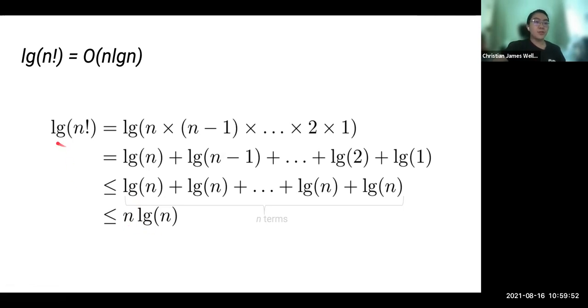So here we've shown that log of n factorial is upper bounded by n log n, meaning it's basically O of n log n. Okay, I hope this is clear. You might see this a few times. I believe even in your first lecture notes, there is some mention of log of n factorial.